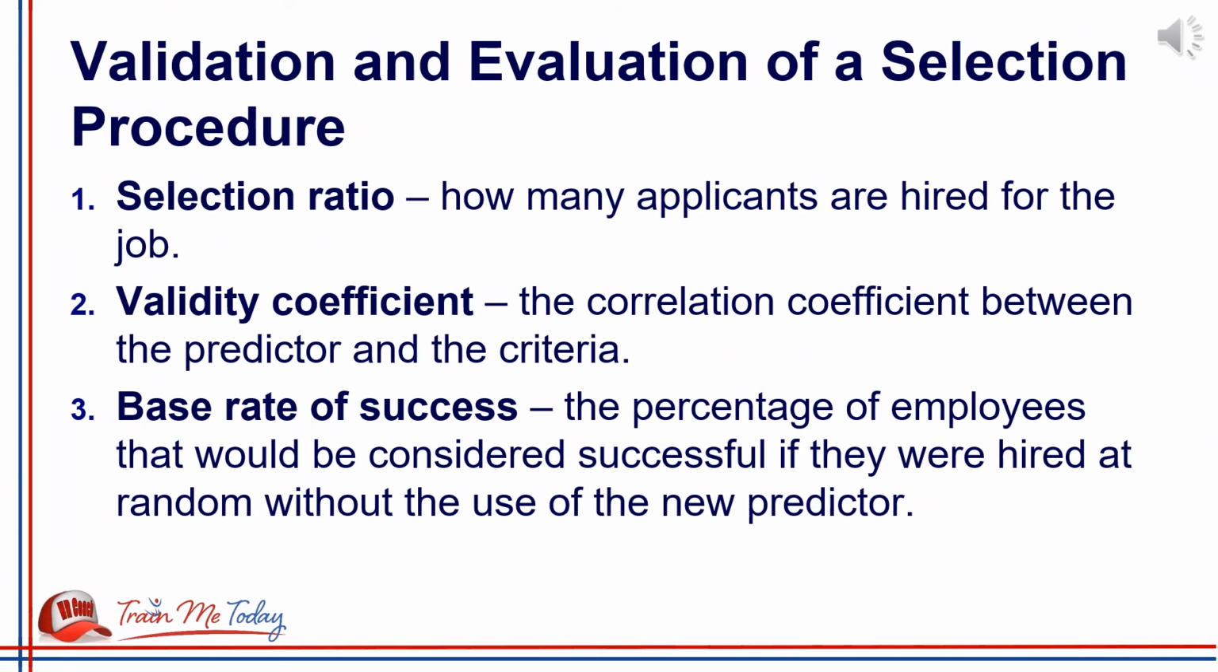When deciding which selection criteria should be used, the costs of using a predictor should be weighed against the benefits expected from it. The three factors that determine the benefits obtained by a new predictor variable are selection ratio, which is how many applicants are hired for the job, validity coefficient, which is the correlational coefficient between the predictor and the criteria, and base rate of success, which is the percentage of employees that would be considered successful if they were hired at random without the use of the new predictor.